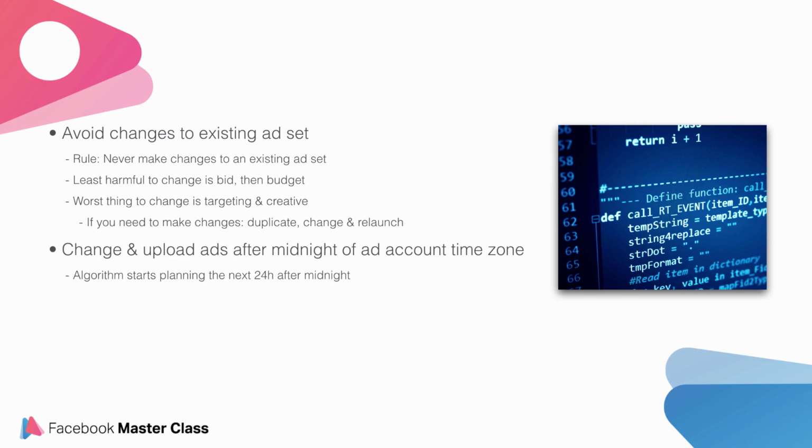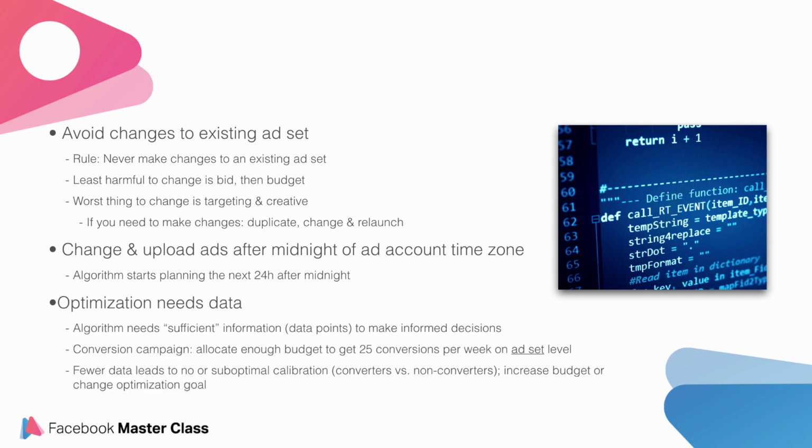Then if you want to make these changes, or if you upload ads, do it within the first 3 hours after midnight of the ad account time zone. The closer to midnight, the better, because that's about the time when the algorithm starts planning the next day. It's essentially looking at the available advertising space, the budget allocated per active ad set, and so on. So if you make changes throughout the day, the algorithm is essentially losing some of its learnings as well, because it needs to recalculate in the middle of the day.